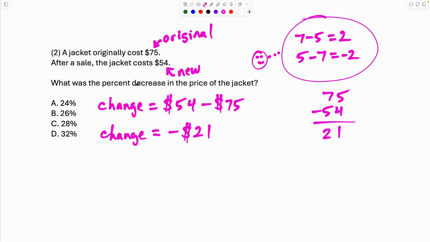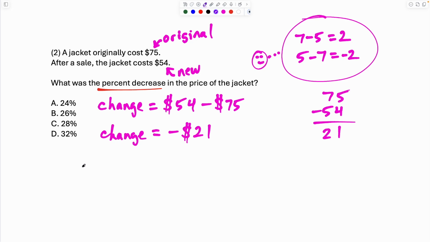Which means that the price of the jacket decreased. And that makes sense because we're looking for the percent decrease in the price of the jacket. Okay, so the change here is negative because the price went down. But for this question, notice all of the answers are positive, and that's because we could say a negative percent, or we could say that is the percent we're decreasing by. So now we could just go ahead and calculate the percent change without the negative. Okay, so now let's go ahead and do that.